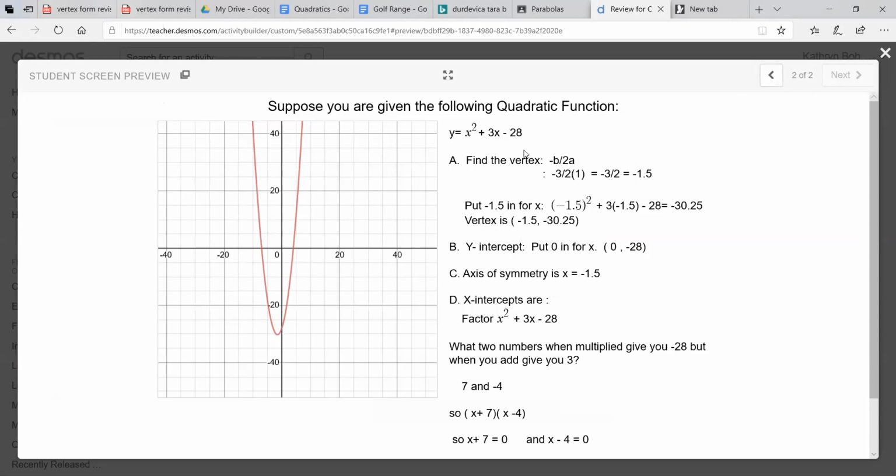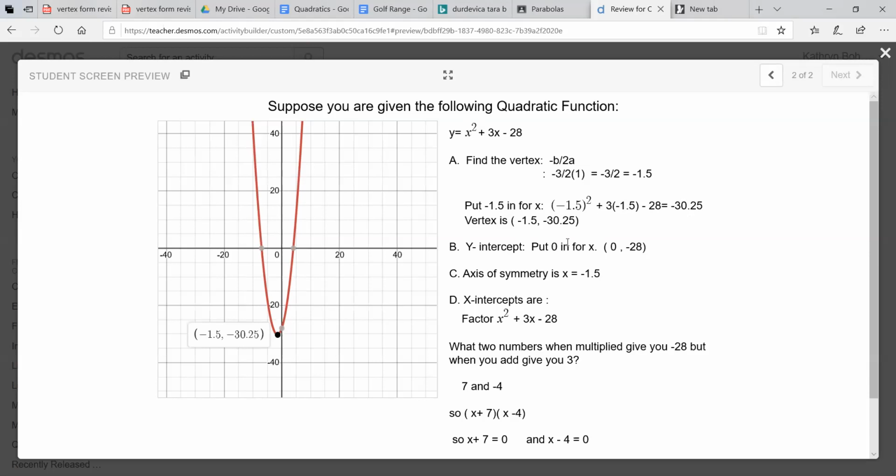We're going to find the vertex. Negative b over 2a. B is a 3, so it's negative 3 over 2 times a, which is a 1. This is a 1 out in front of the x squared. That gives us negative 1.5. Then we're going to put the negative 1.5 in for x. Solve, and we get negative 30.25. So our vertex is negative 1.5, negative 30.25. And we'll come over here, we'll click this guy, cross our fingers, and look at that. That's what we get for our vertex, okay?